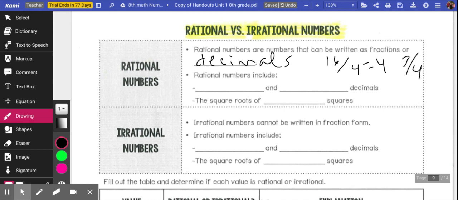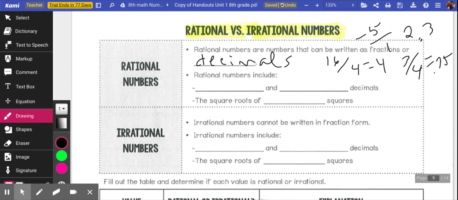3/4 is 0.75. Okay. Other rational numbers would be even like -5, because you can put a 1 under there so it can be written as a fraction. 2.3 would be a rational number because that's a decimal.